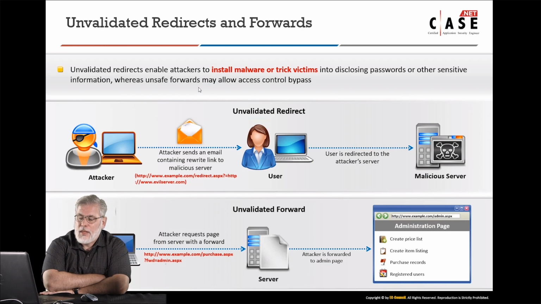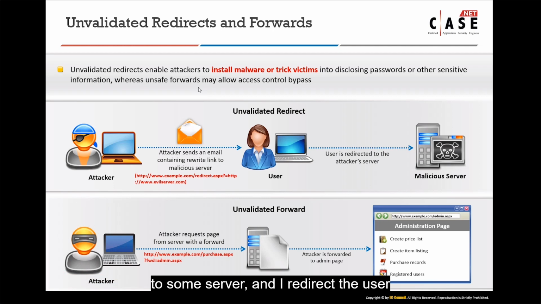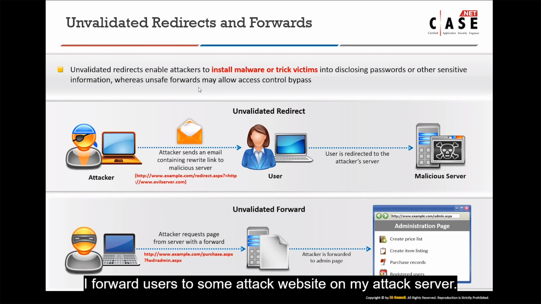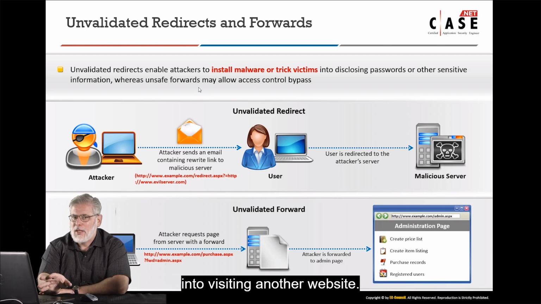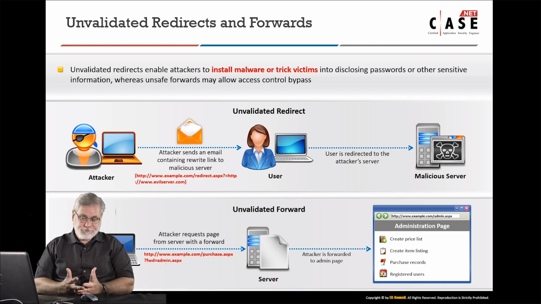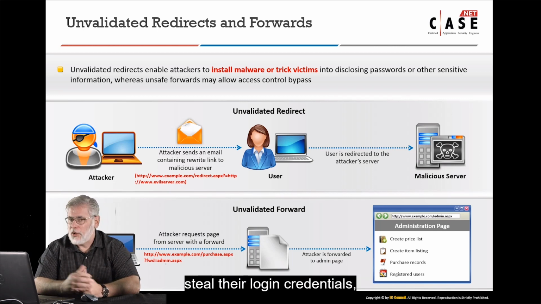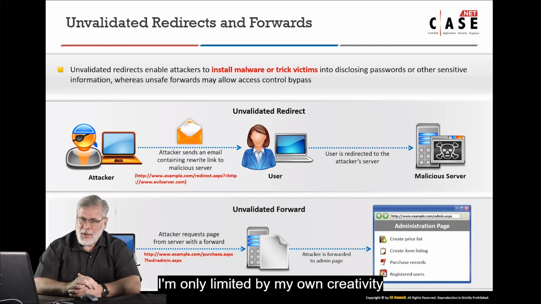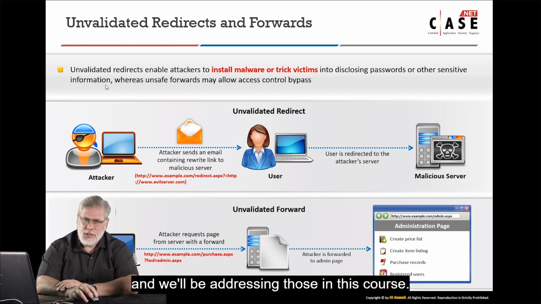Unvalidated redirects. I send an email that has perhaps a rewrite link to some server, and I redirect the user to my attack server. I forward users to some attack website on my attack server. These are just a few examples of how I can trick a victim into visiting another website. Now, what do I do on my other website? Anything I want to. Install malware on the user's machine, steal their login credentials. I'm only limited by my own creativity and my own malicious intent. So unvalidated redirects and forwards are a very serious problem, and we'll be addressing those in this course.